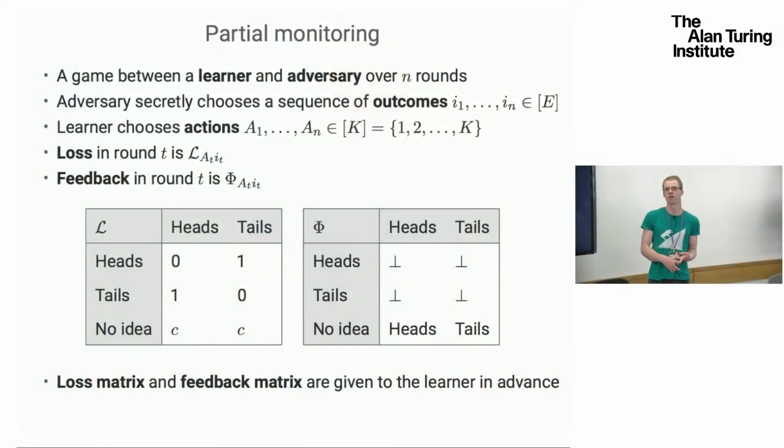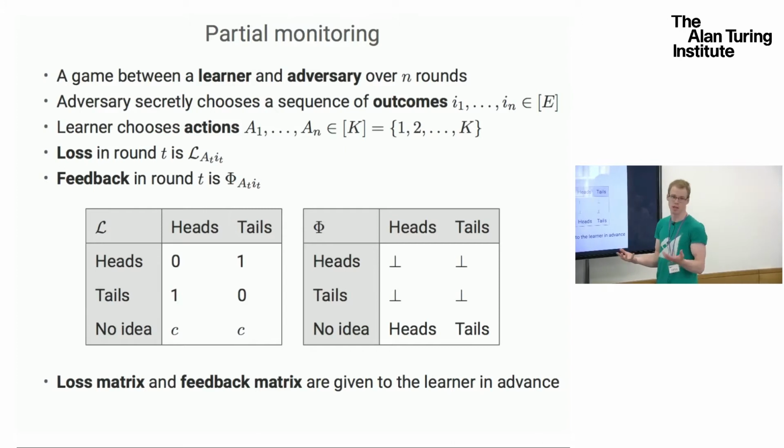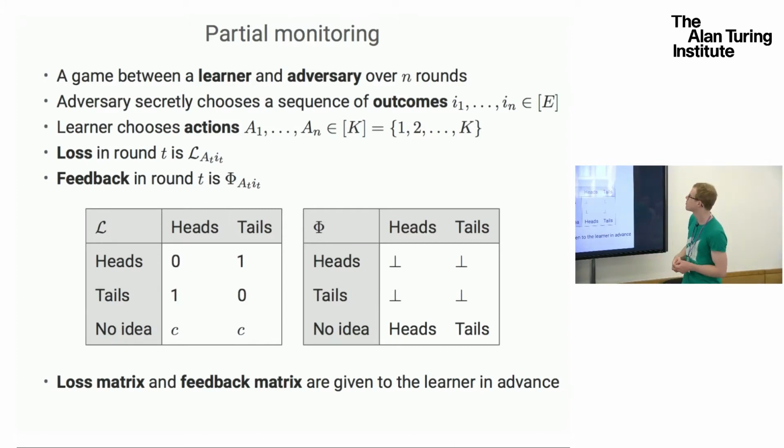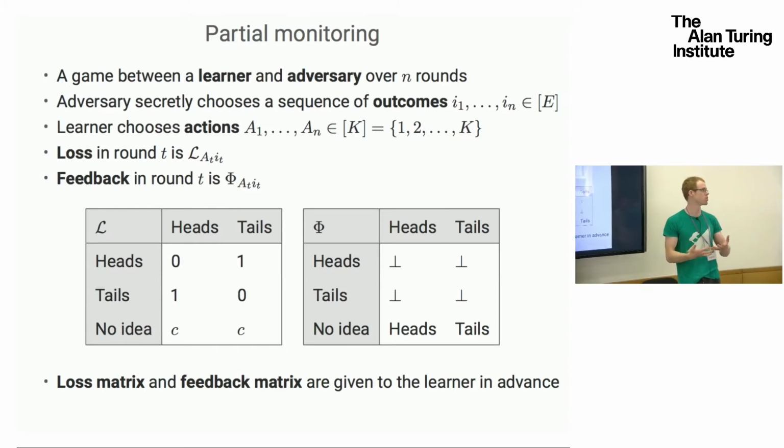So it's a bit of a complicated setup. It's like a bandit problem. It's a sequential problem where you take actions as a learner, and you're competing with an adversary. And so what happens is at the beginning of the game, which lasts n rounds, the adversary is going to choose a sequence of outcomes. And these are just a sequence of natural numbers between 1 and some uppercase E, which you know. But the adversary isn't going to tell you their choices. They do that secretly at the beginning of the game.